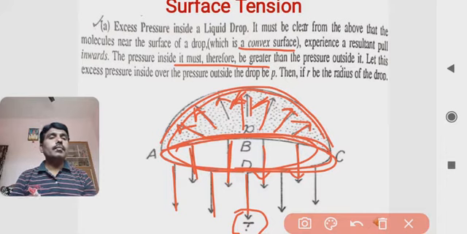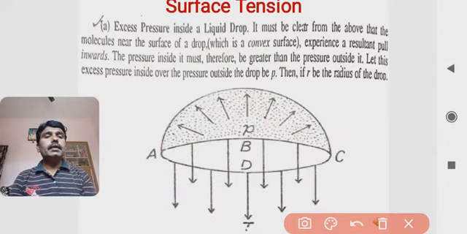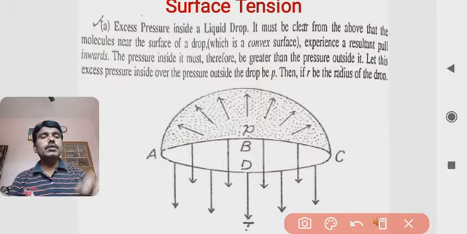The inward pressure is going to be maximum at that stage, greater. Let this be the excess pressure that we have to find out, and this excess pressure is given: outside the drop the pressure is P, and inside it is the small p.